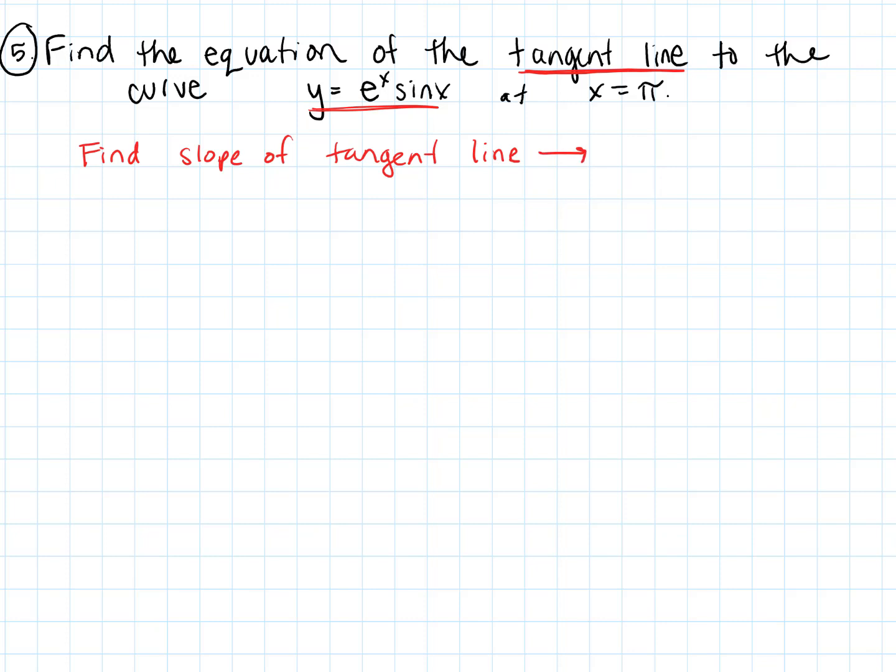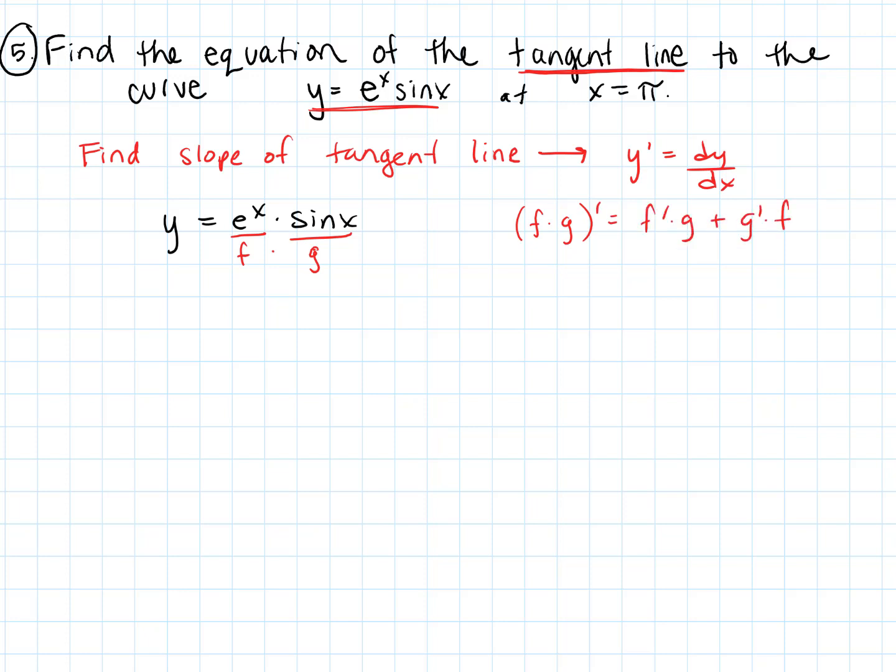To do that, we need y prime, or dy dx. The slope of a tangent line to a curve is the value of the derivative at that point. So let's do it. Let's rewrite our function down here. If our function is y equals e to the x sine of x, then e to the x is our f in a product rule, and sine of x is our g. So it's f g prime plus f prime g. Let's go for it.